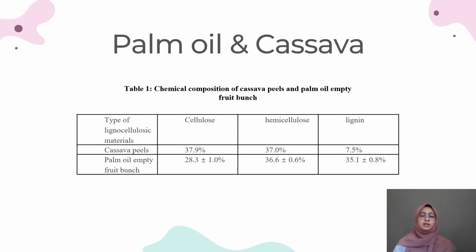Table 1 shows the chemical composition of cassava peels and palm oil empty fruit bunch, a waste produced from palm oil industry. Although there is not much difference between cellulose and hemicellulose content, there is significant difference in lignin content.